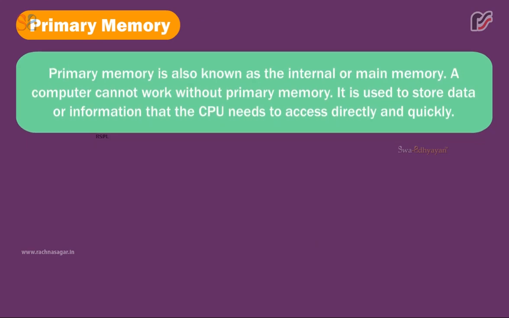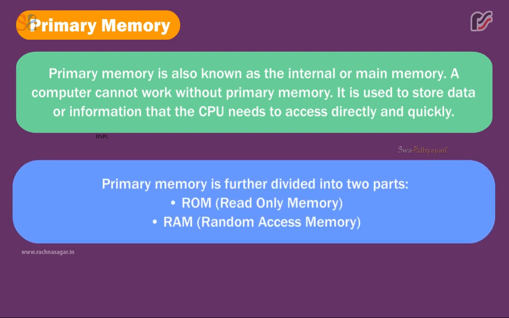Primary memory. Primary memory is also known as the internal or main memory. A computer cannot work without primary memory. It is used to store data or information that the CPU needs to access directly and quickly. Primary memory is further divided into two parts: ROM, read-only memory, and RAM, random access memory.